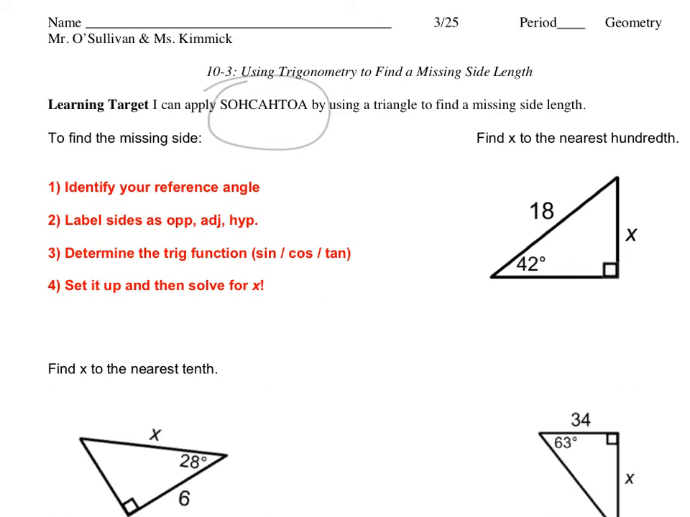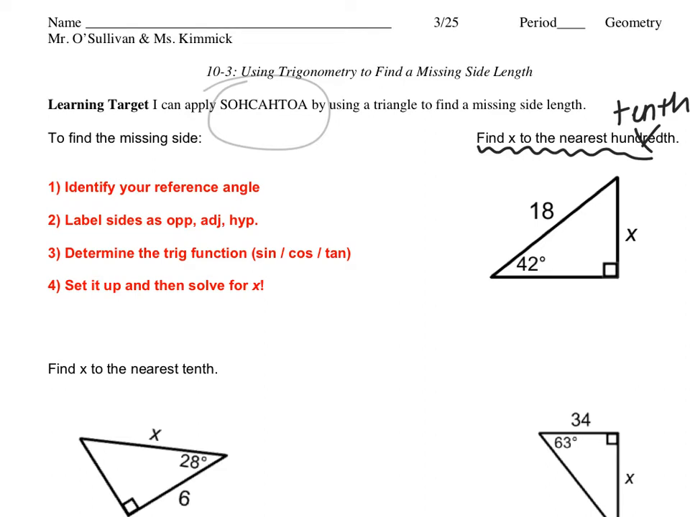As we go through this question on the right, where we have to find x to the nearest tenth, all we're going to do is follow along with the steps in red. Step 1: identify your reference angle. Remember, your right angle is never your reference angle.